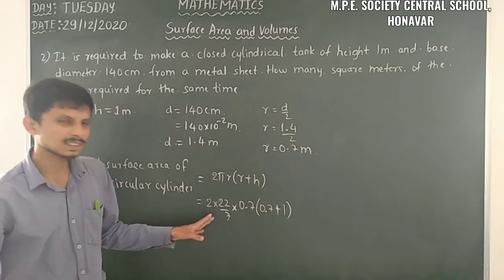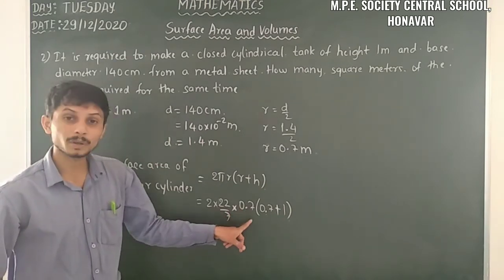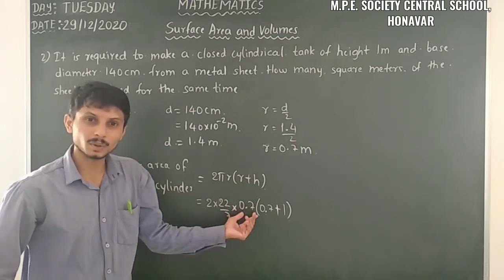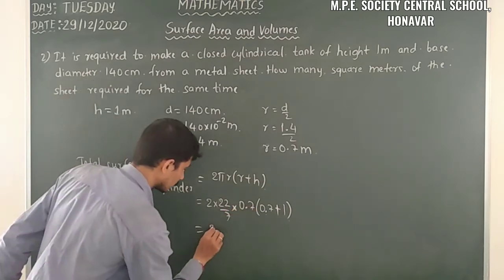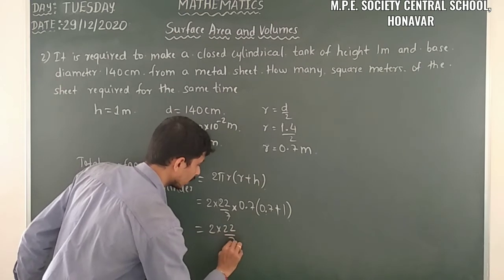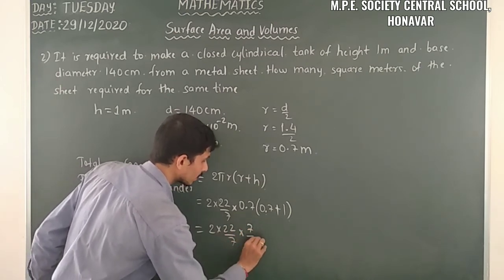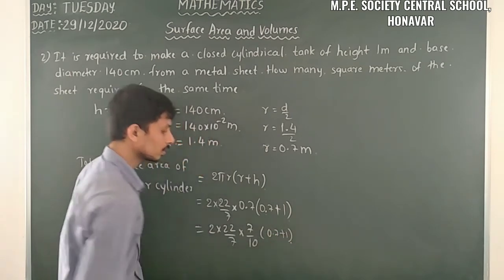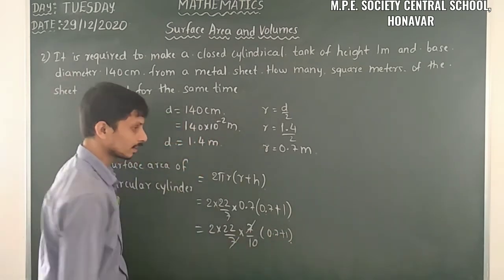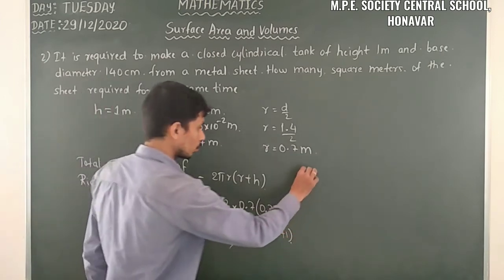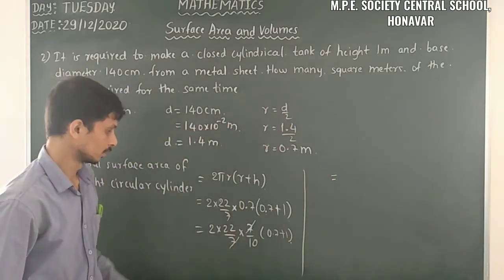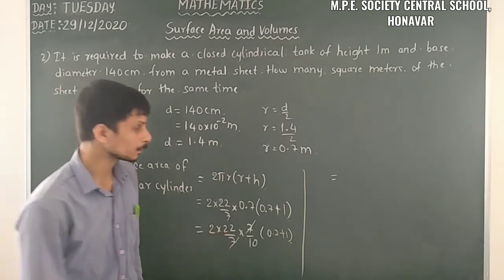Here just observe, some difficulties are there. Here 0.7, as I said, 7 we have here, so we can convert that to 7 by 10. No problem. So 2 into 22 by 7 into 7 by 10, I will take that one. It is easy. So I will cancel the 7 here. Then let us move on. It is equal to, here, 2 into 22, it is 44.